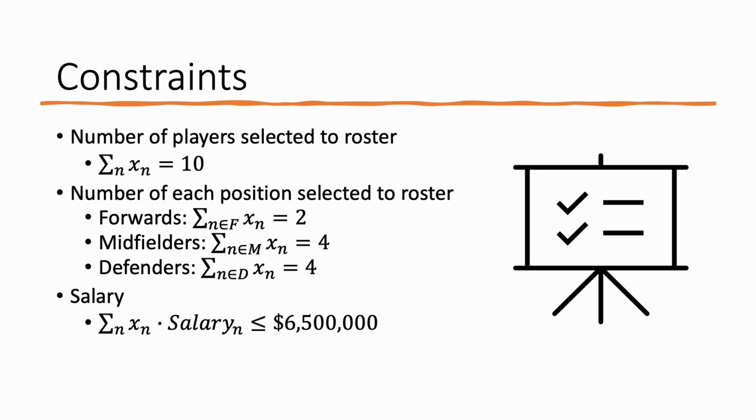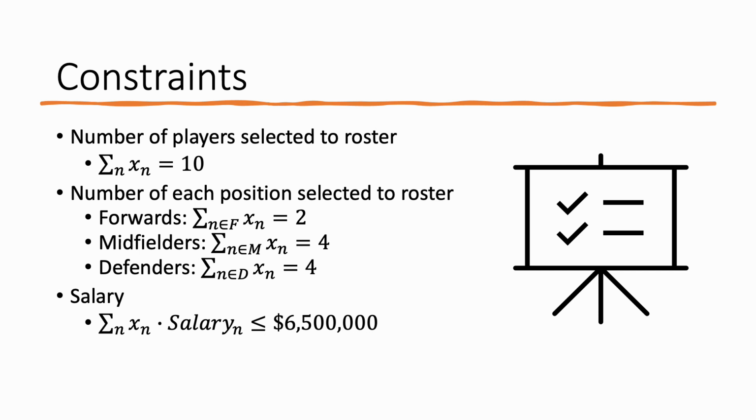I also define some constraints. These include the number of players selected to the roster, which is the sum of x sub n equals 10. The number of each position selected to the roster. For forwards, the sum of x sub n equals 2. For midfielders, the sum of x sub n equals 4. And for defenders, the sum of x sub n equals 4.